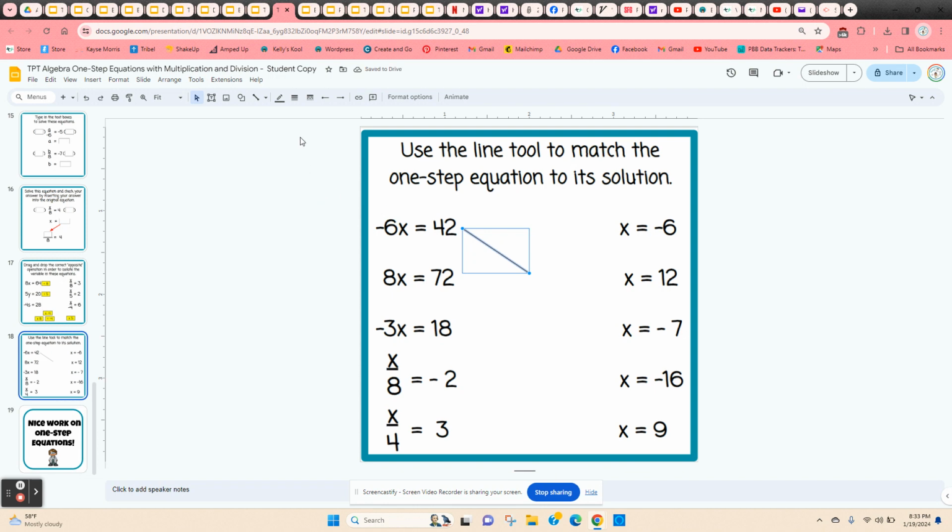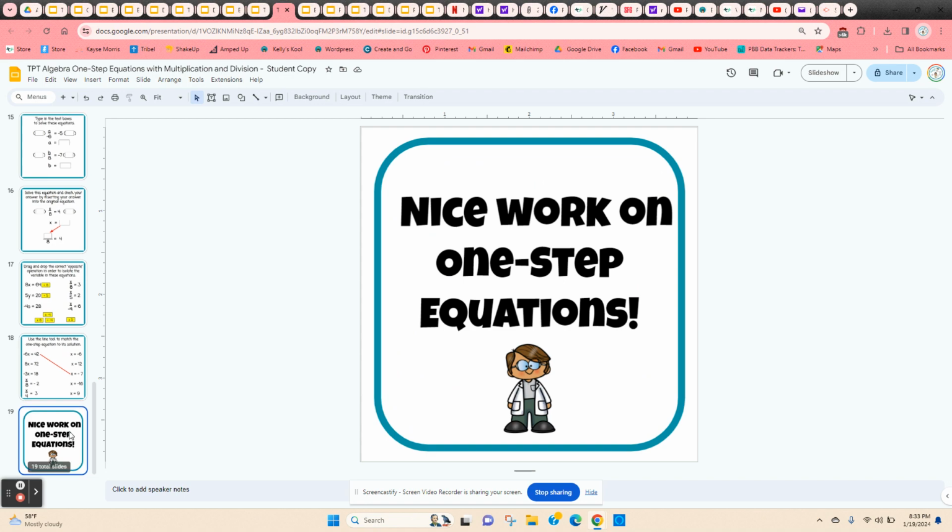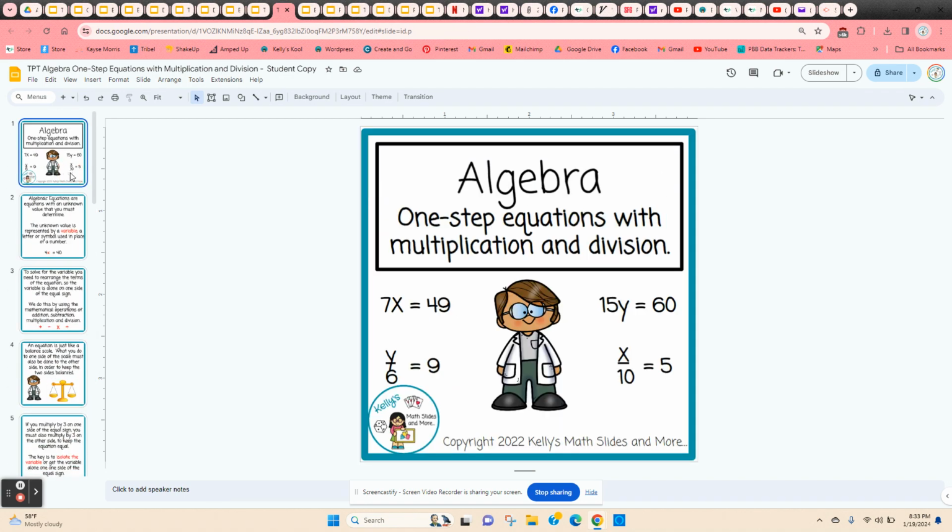They can play around with this. They can change the color of the line. They can change the thickness. They can just make it their own. So if we click and hold on the blue circle, we're going to match this with -7. And they're going to do that with all of the others also. So nice work on one-step equations, digital lesson.